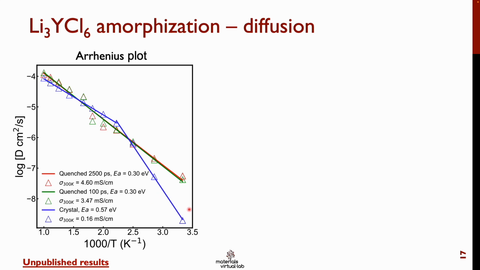Similarly, we see that the crystalline phase, comparable to a previous result, shows a transition at around 500 Kelvin, and the activation energy is about 0.57 eV in the low temperature region, actually the room temperature region. While for the amorphous structures, here we studied the samples with 2 different quenching rates, and we can see that they have very comparable ionic activities, which are more than 1 order of magnitude higher than the ionic activity of the crystalline phase.